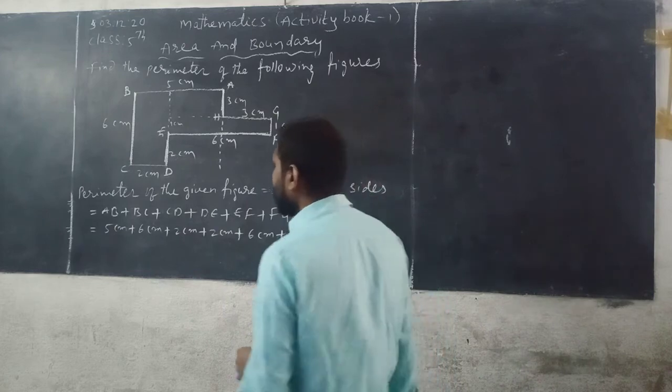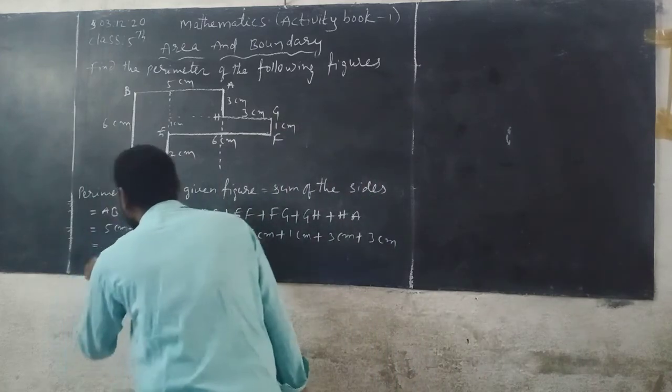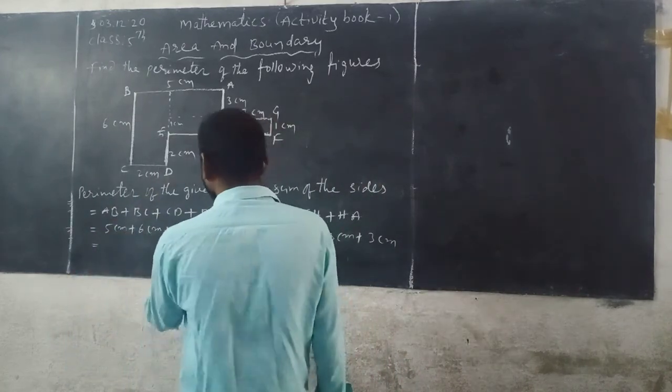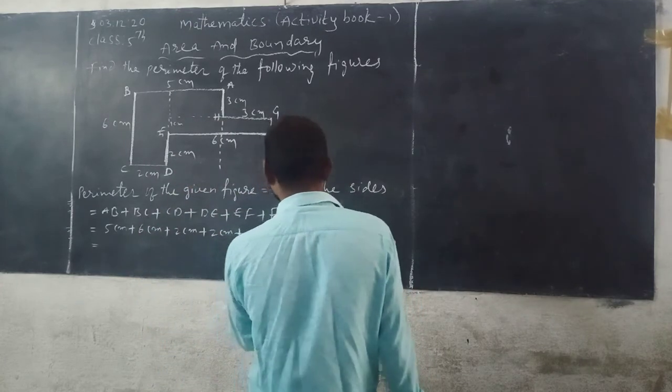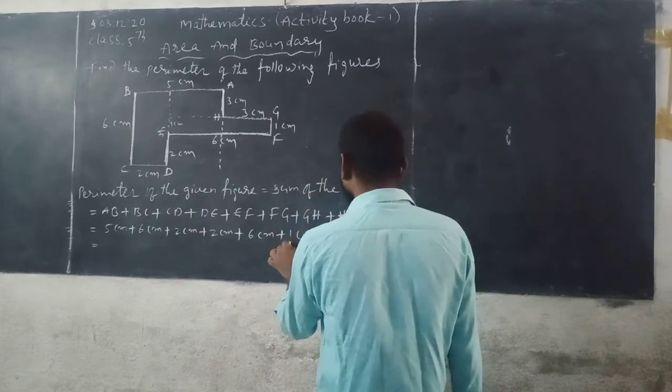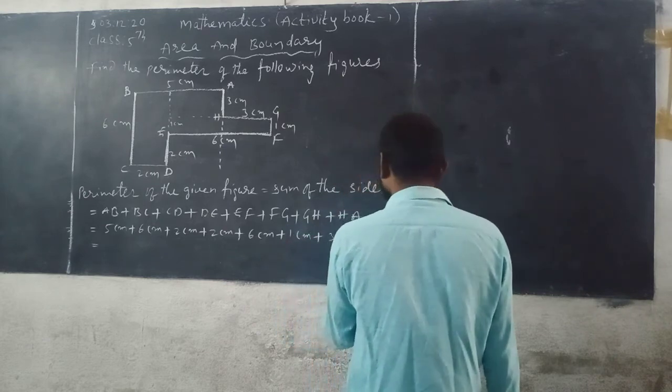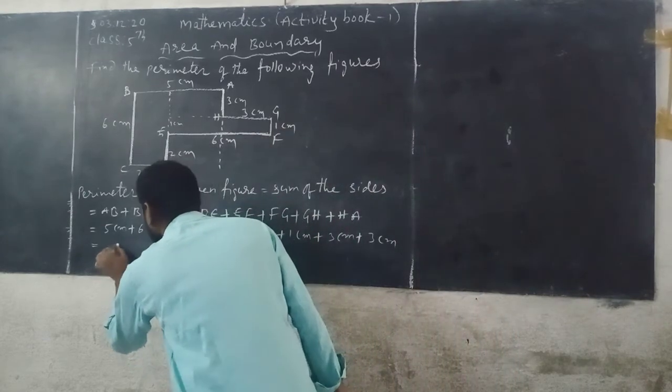Now add all the sides. 5 plus 6, 11. 11 plus 2, 13. 13 plus 2, 15. 15 plus 6, 21. 21 plus 1, 22. 22 plus 3, 25. 25 plus 3, 28 centimeters.